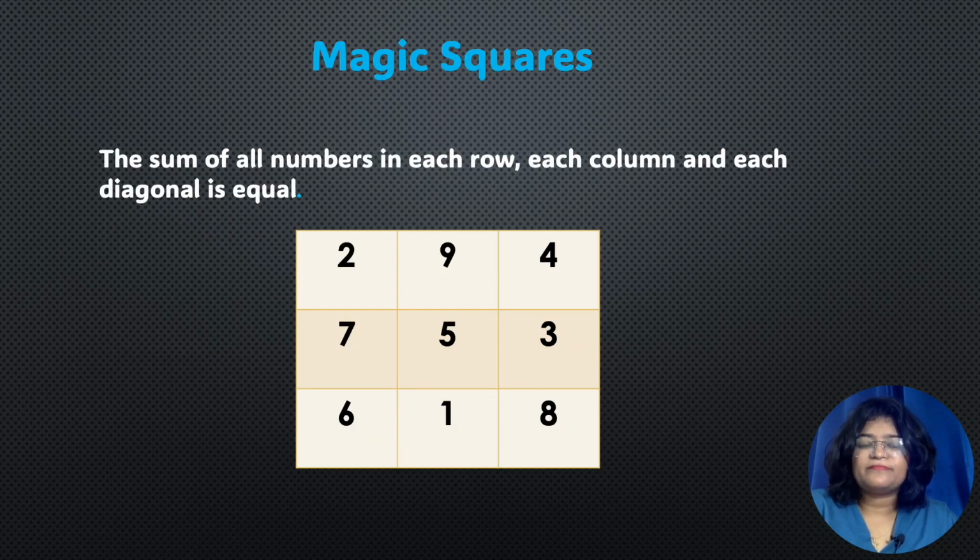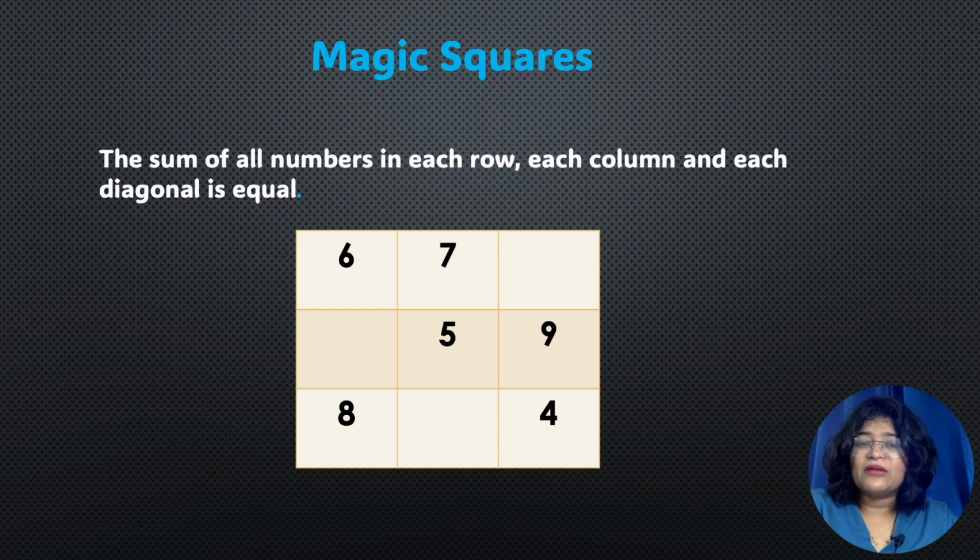Magic squares. The sum of all numbers in each row, each column, and each diagonal is equal. So consider the top row. 2 plus 9 plus 4 gives you how much? 15. Consider the vertical first row. 7 plus 2, which is 9. 9 plus 6 is 15. You go diagonally. 2 plus 5, 7. 7 plus 8, 15.